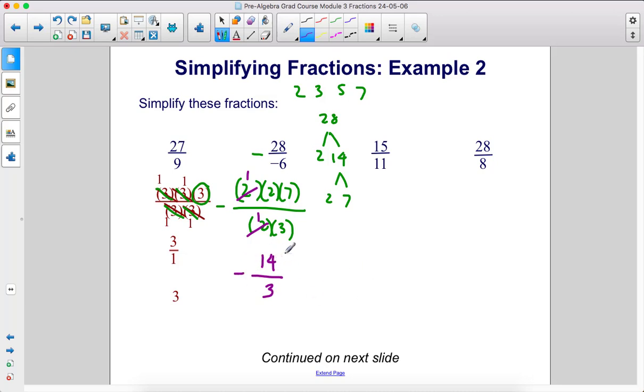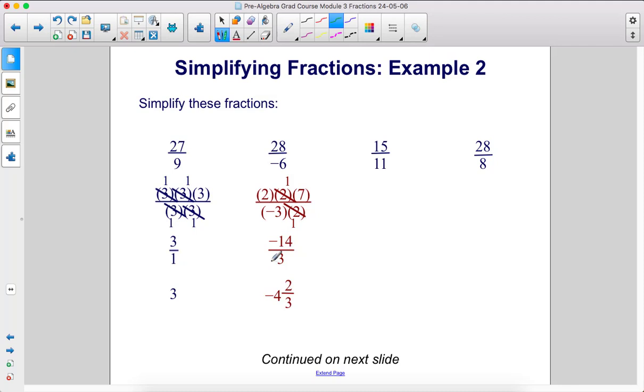Should we turn this into a mixed number so that we don't have an improper fraction? Sure. So we can do the division. 3 goes into 14. Well, 3 goes into 12, so it goes 4 times. 3 times 4 is 12. Therefore, we have a remainder of 2. Put that over the 3. 4 and 2/3. And once again, it is still negative. So negative 4 and 2/3. Both of these are correct.